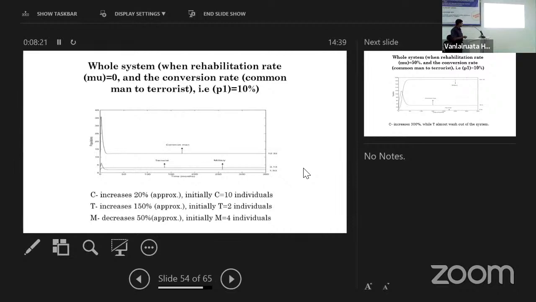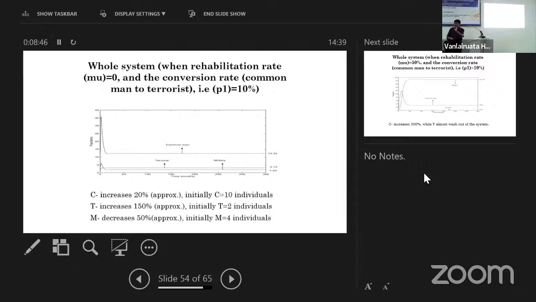I have started with C equal to 10, common is 10, terrorist is 2 individuals, suppose, you can vary it, and M is equal to 4. Then I see that when the conversion rate is 10%, C increases 20%, T increases, the payload increases 150%, and M increases 50%.